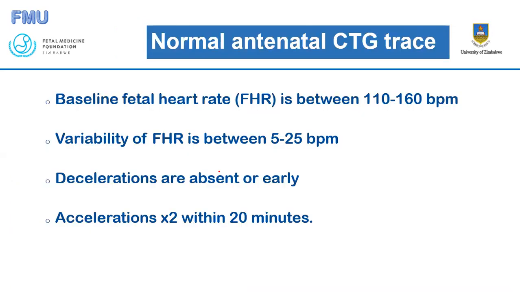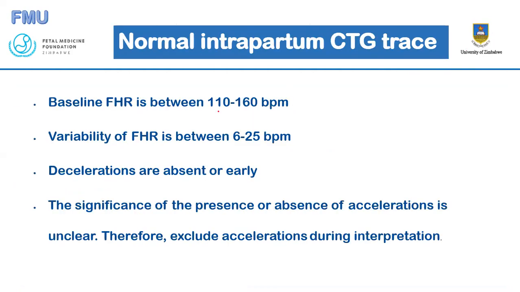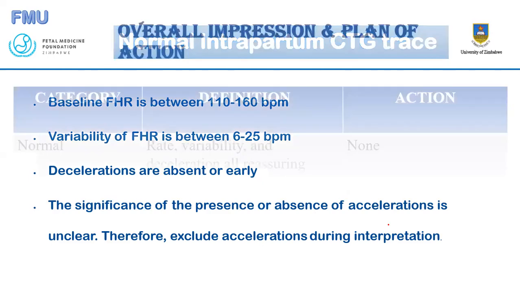But before we go there, what do we consider to be a normal antenatal CTG tracing? It should have a normal baseline. Variability should be between 5 and 25. There should be absent decelerations or early decelerations. I've already told you that early decelerations are not harmful. Then the accelerations should be at least 2 within 20 minutes of tracing. For the intrapartum, for women who are in labor, the same things apply. But when it comes to accelerations, they don't necessarily have to be there. If they are absent, it's not a calamity for women who are in labor.